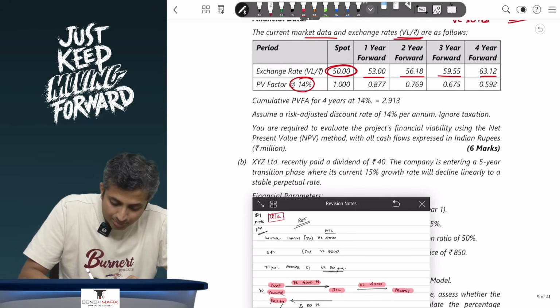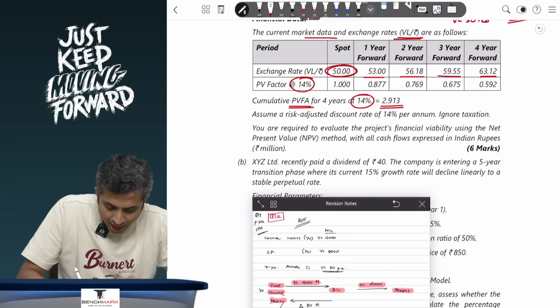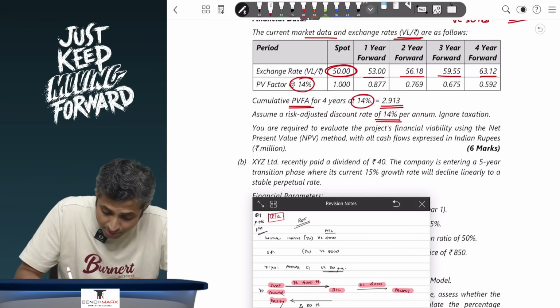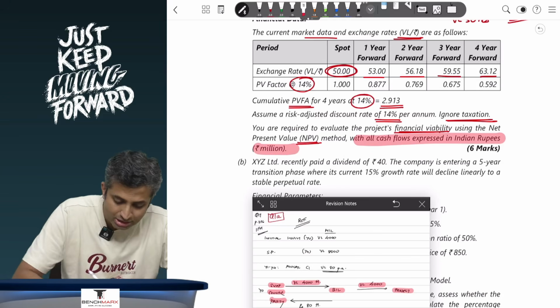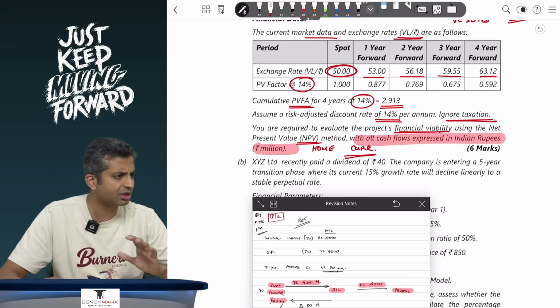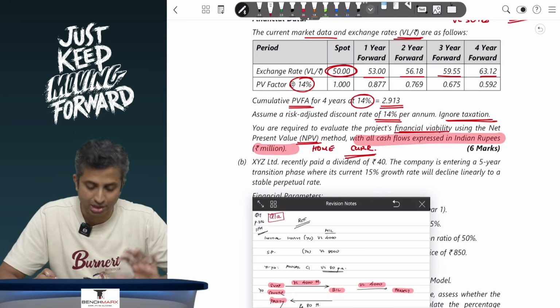Now there's a present value annuity factor at the rate of 14%, at 2.913. But what is 14%? A risk adjusted discount rate of 14% per annum is there. We are told to ignore taxation, and we are required to calculate the project's financial viability using the NPV method with all cash flows expressed in Indian rupees. So this is called a home currency approach, where you convert everything into the rupees and discount it by the rupee discount rate. If nothing is given, the discounting rate of 14% will be the Indian currency discount rate.